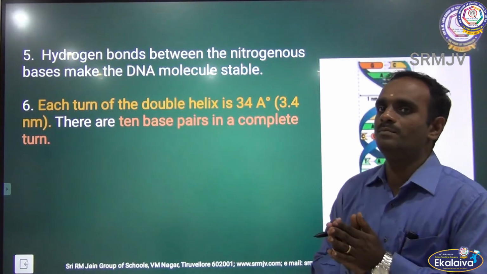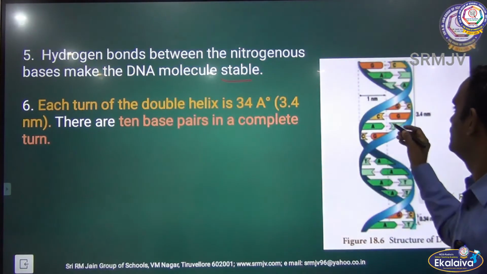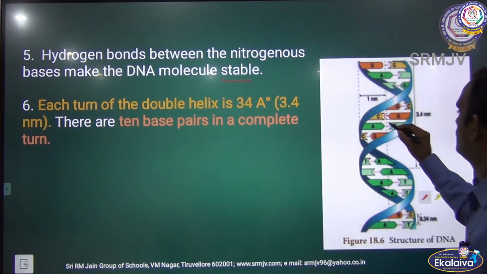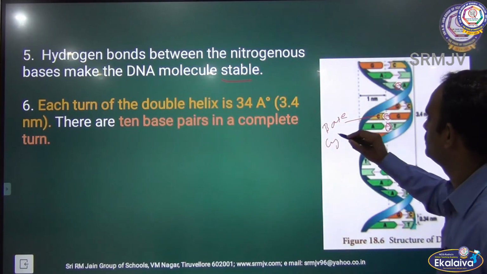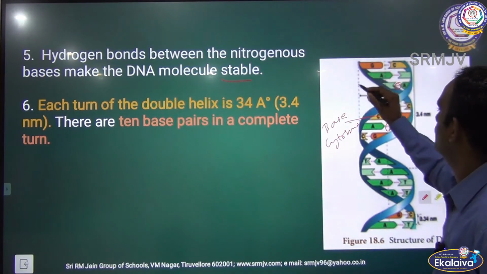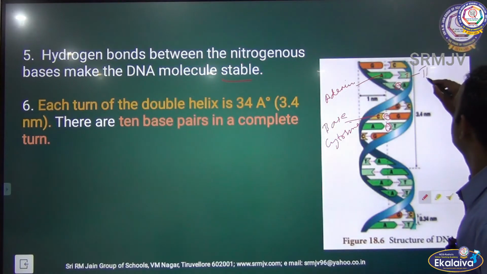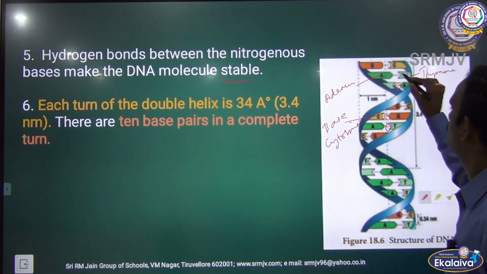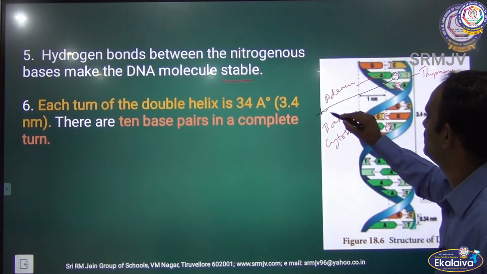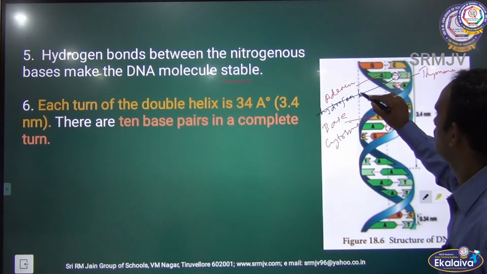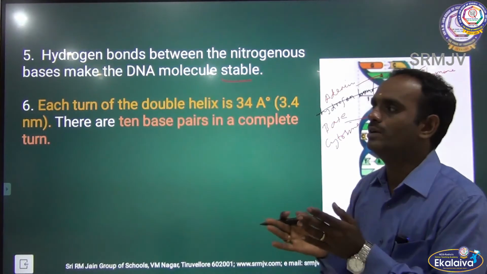Next one, hydrogen bonds present between the nitrogenous bases make the DNA molecule stable. See, this is the hydrogen bond present in between the bases. This is the base, cytosine, and this is the base, adenine, base pairing with thymine. In between these bases, what is this? Hydrogen bond. So this hydrogen bond between the nitrogenous bases makes the DNA molecule stable.